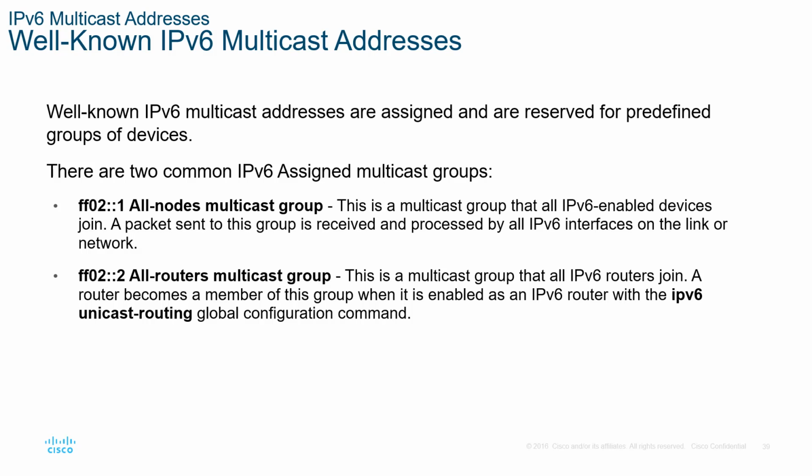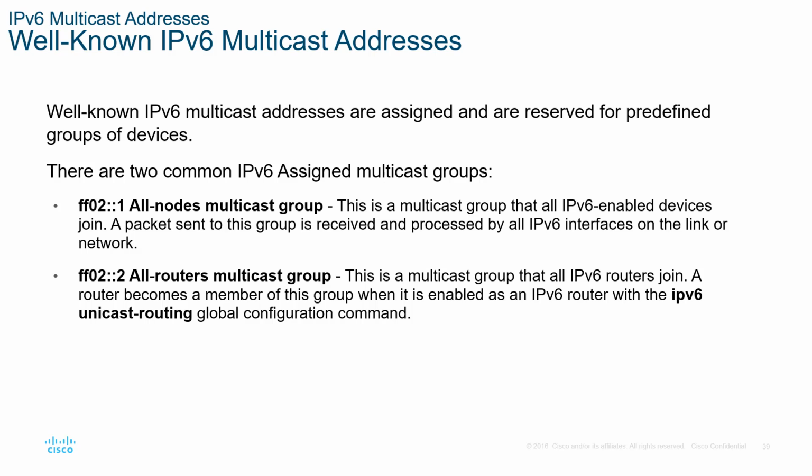So, a well-known IPv6 multicast address. There are certain types of groups that are reserved. Basically, they're predefined groups of devices. Here are two common multicast groups. FF02::1 is the all-nodes multicast group. This is the multicast group that all IPv6-enabled devices will join.